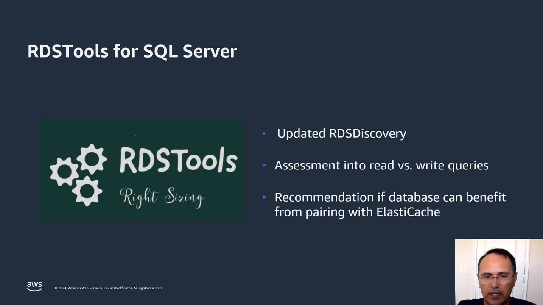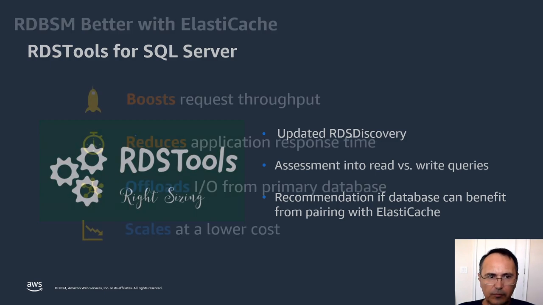The RDS Tools have been around for some time, and they always help you right-size your database, to find the right size instance if you're underutilized or over your capacity. Now RDS Tools have been upgraded for Microsoft SQL Server, and it is going to look at the workload, the read-write ratios and the queries, and if the workload is such, it will recommend that you should use a caching service for your workload.